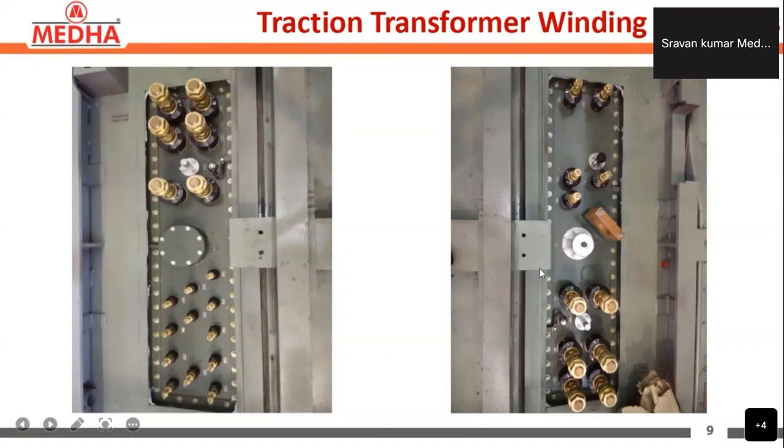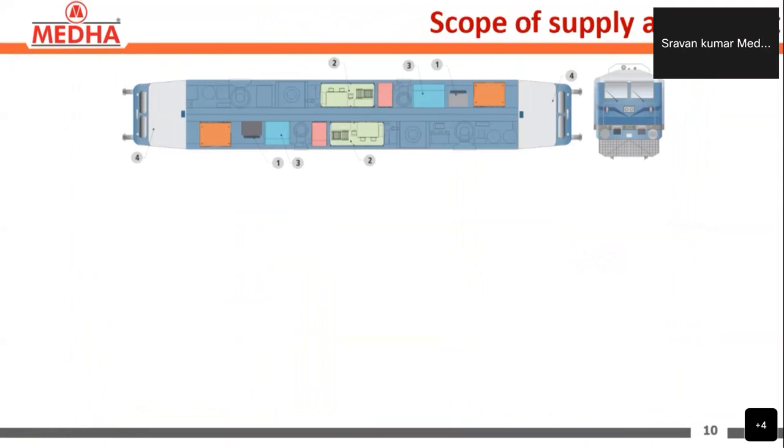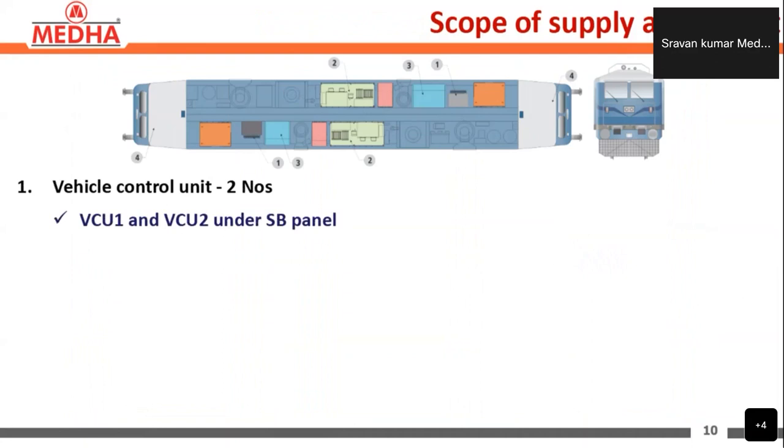Next, coming to the scope of supply and layout, the scope of supply of MEDHA. So what MEDHA is supplying for the Indian Railways under this project. We are supplying vehicle control units, two numbers, VCU1 and VCU2, under the SB family. As we know, the locomotive consists of cab 1 and cab 2. So in that we will have the machine room 1 components and the machine room 2 components.